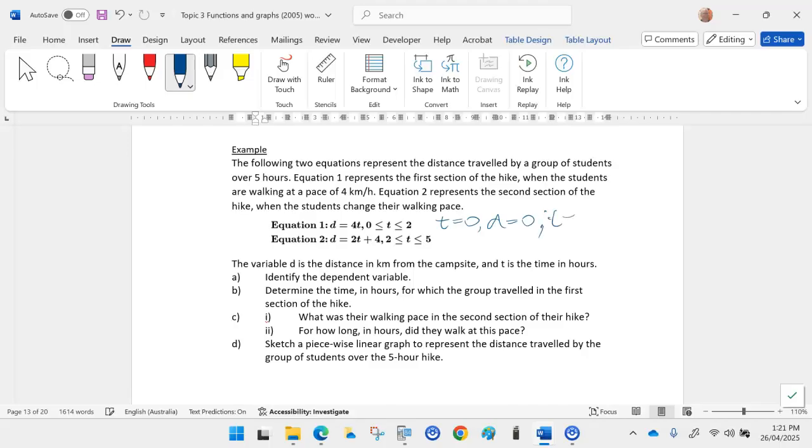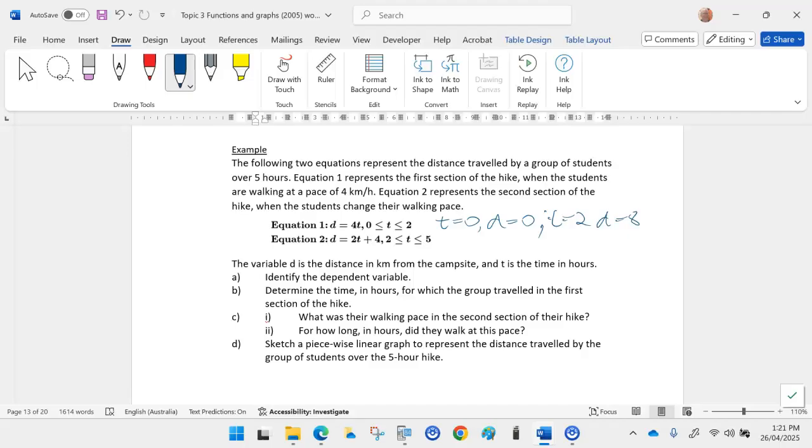When I go to t is equal to 2 for this first equation again, at t is equal to 2, the distance traveled would be 4 times 2, the distance would be 8.